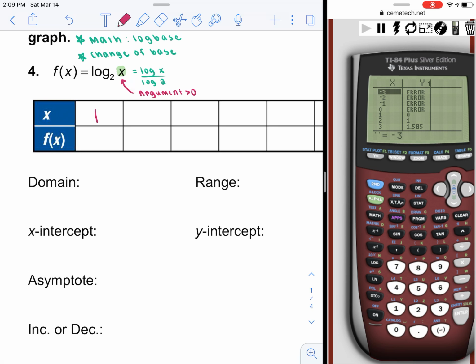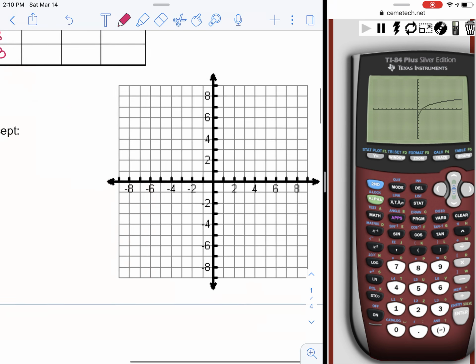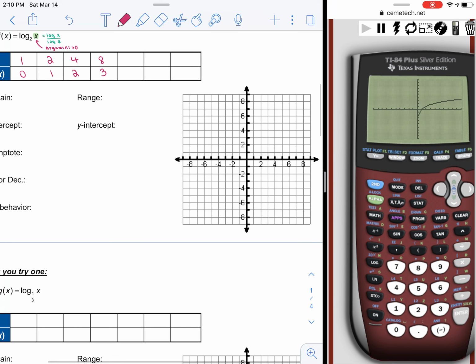Starting with 1, we have a value of 0 there. Starting at 2, we have a 1. And then we can scroll down in our table just to see some other values. You'll notice that there are other nice values, but we do have a lot of decimals in here too. We have 4, 2, and then we have 8, 3. So what I'm going to do is look at my graph and get this sketched: 1, 0, 2, 1, 4, 2, and then 8, 3.